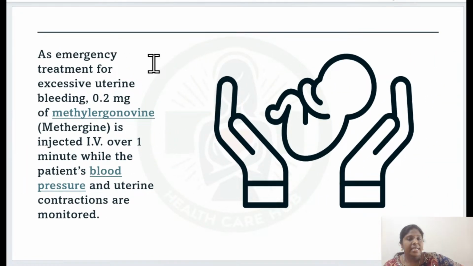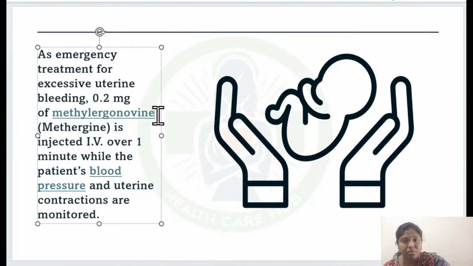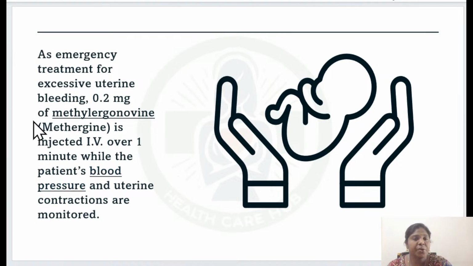Okay. As an emergency treatment for excessive uterine bleeding, methergine is given IV over 1 minute while the patient's blood pressure and uterine contractions are monitored. So in an emergency, when there is more uterine bleeding, methergine injection is given IV for 1 minute so that the patient's blood pressure and uterine contractions are monitored.